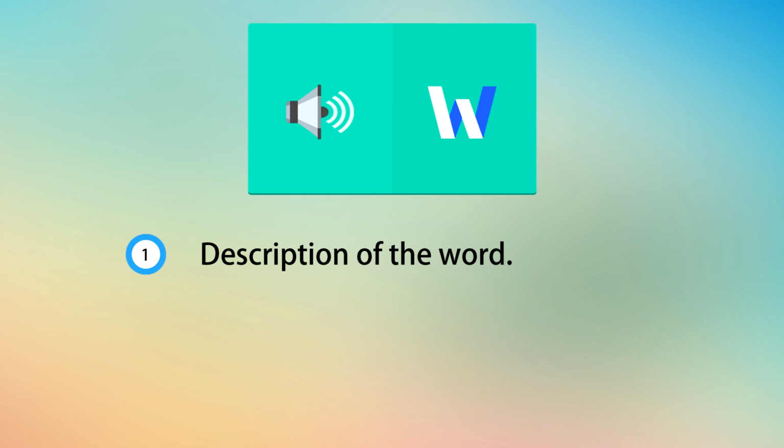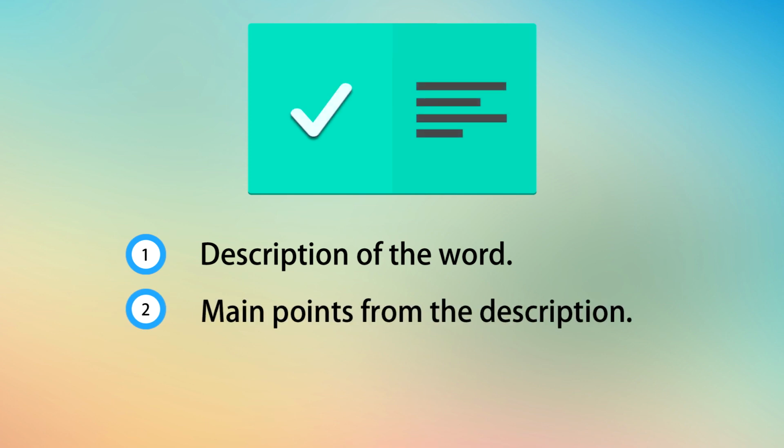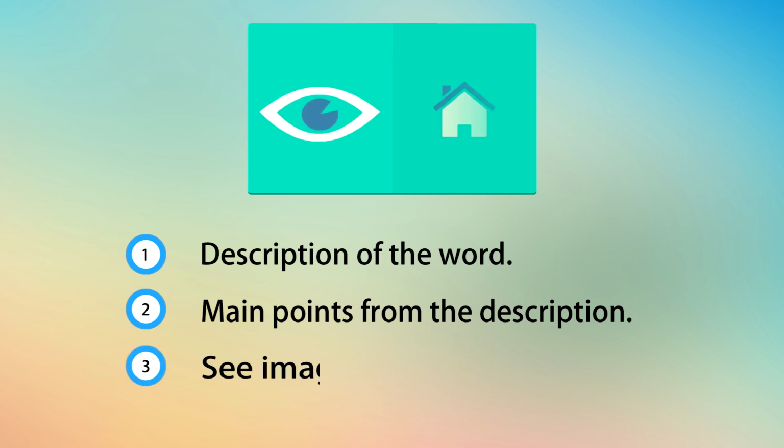Section 1. You will hear the description of the word, giving you clues on what it might be. Section 2. On your screen, you will be shown the main points from the description. Section 3. You will then see images appearing on your screen, one of which will be the word being described.